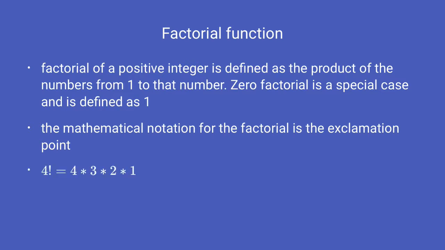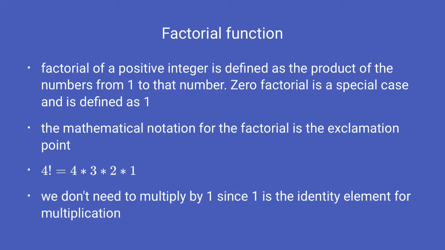4 factorial is 4 times 3 times 2 times 1. We don't need to multiply by 1 since 1 is the identity element for multiplication.